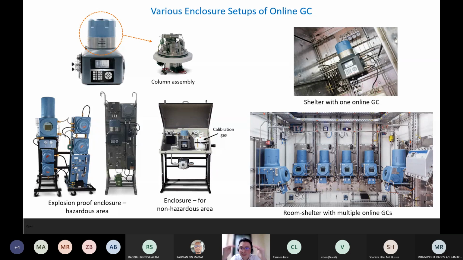Sometimes this shelter is air conditioned. One of the reasons why we have them air conditioned is to maintain a positive pressure. Again, just in case there's a hydrocarbon leak from outside, it cannot enter the system and cannot enter the room, due to the positive pressure that is being exerted.